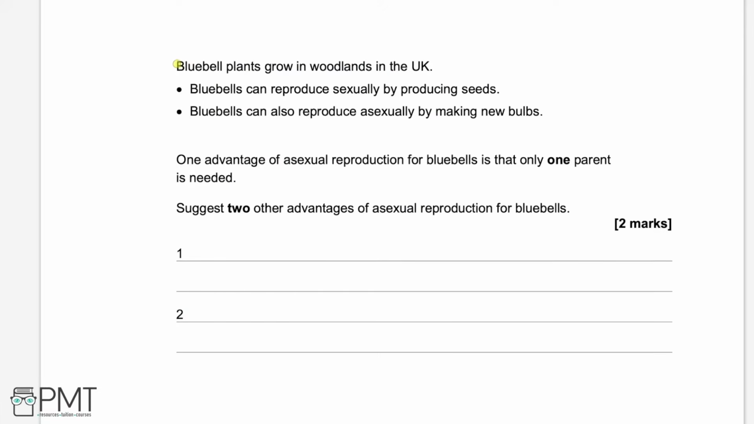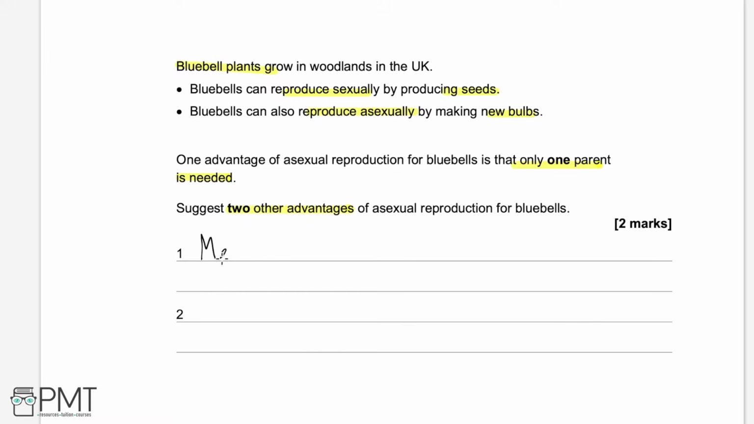Bluebell plants grow in woodlands in the UK. Bluebells can reproduce sexually by producing seeds. Bluebells can also reproduce asexually by making new bulbs. One advantage of asexual reproduction for bluebells is that only one parent is needed. Give two other advantages of asexual reproduction for bluebells.